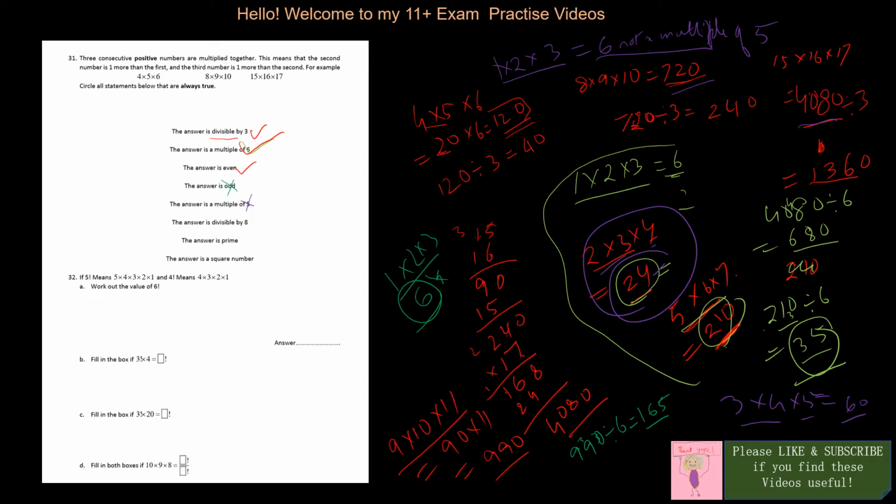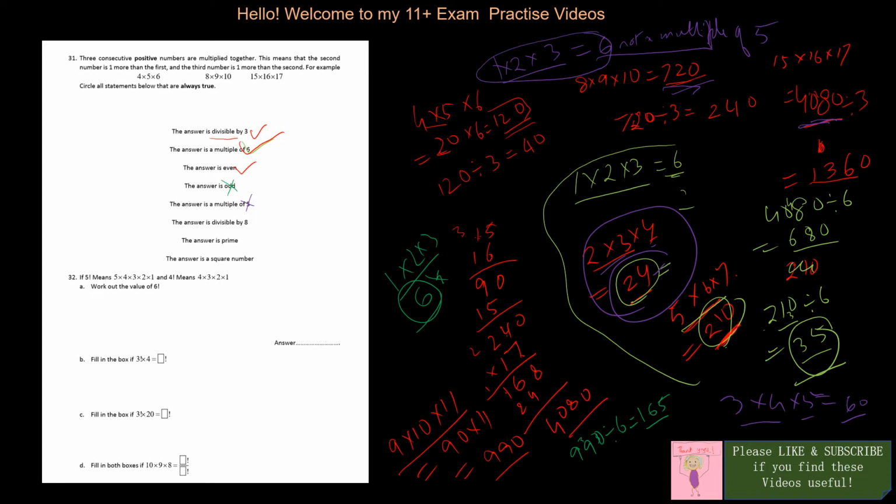The answer is divisible by 8. Is it so? It is not. It is not always divisible by 8. Now 4080 may be divisible by 8, and 720 is divisible by 8, but clearly 6 is not divisible by 8.